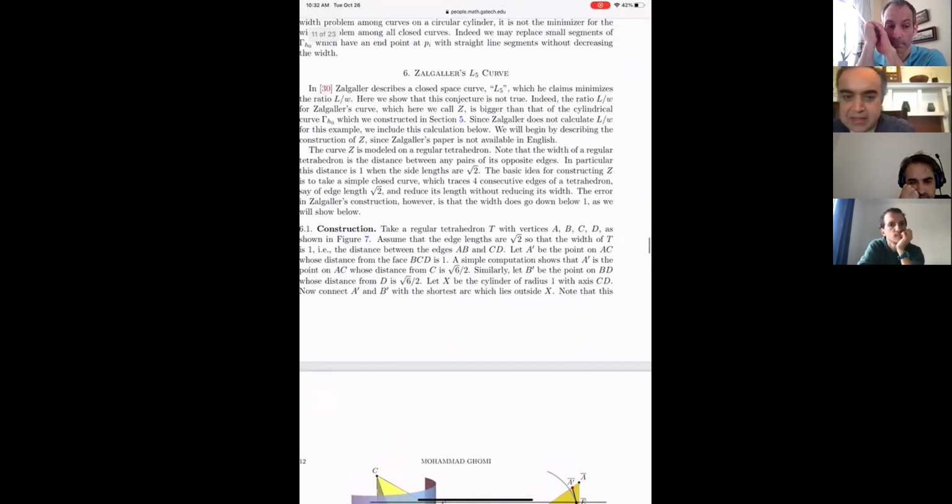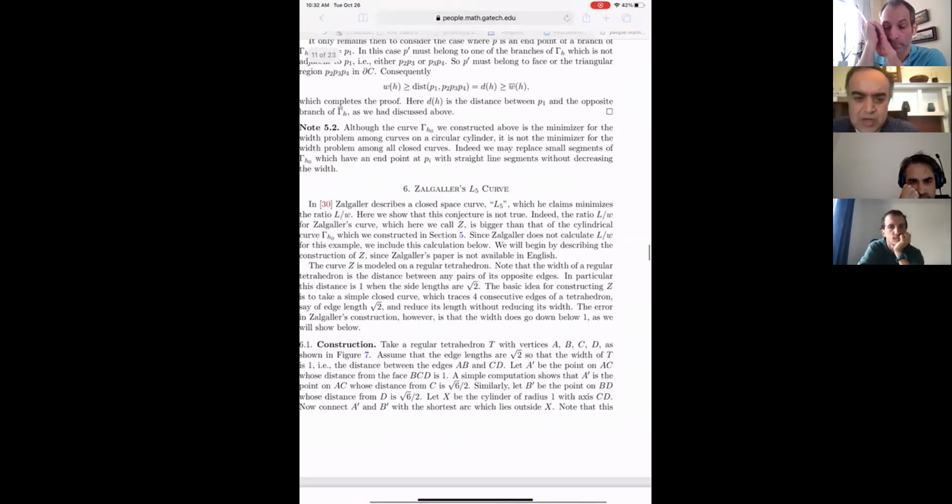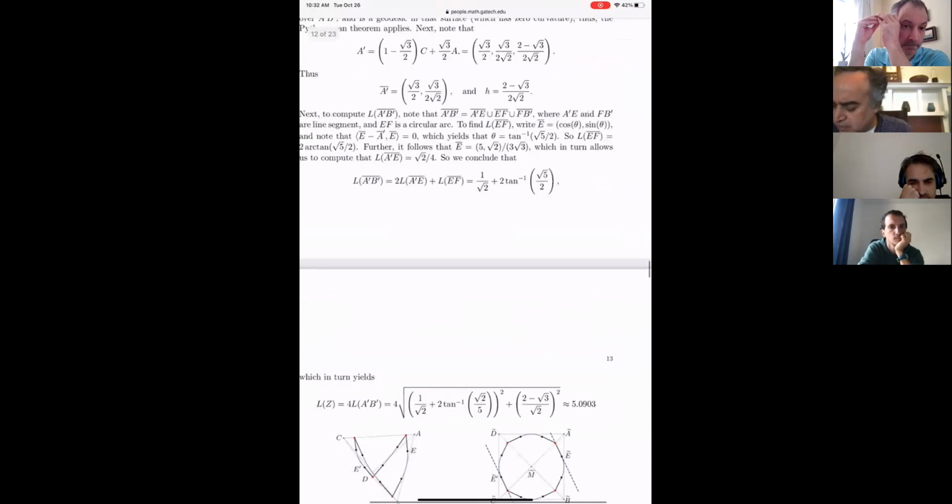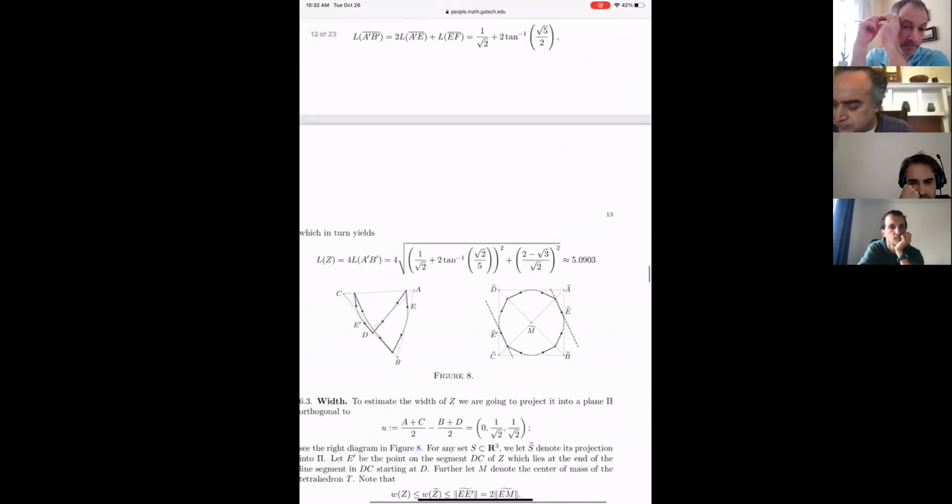Zalgaller had actually had a conjecture for the width problem. So this width problem, his conjectured curve was... This is his conjectured curve, the conjecture that Zalgaller had. So it's a curve that goes up and down twice.